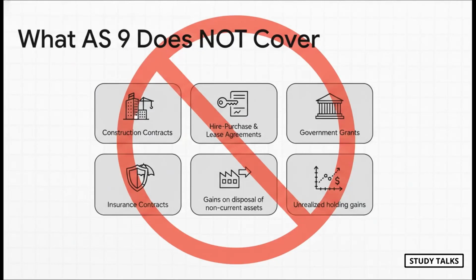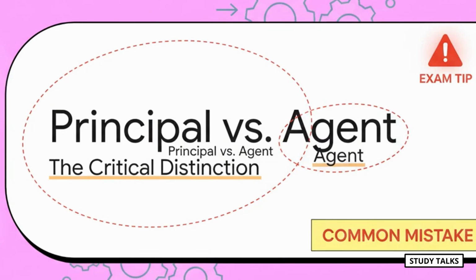Now, just as important as knowing what's in AS-9 is knowing what's out. This is a quick rundown of things that have their own separate accounting standards. So, construction contracts, leases, government grants, don't even think about applying AS-9 to these. They have their own set of rules. Okay, let's talk about another place where marks just disappear. It's the whole principal versus agent thing. You absolutely have to know the difference.